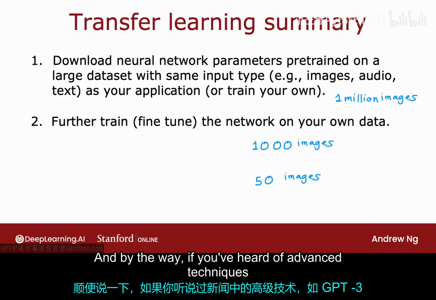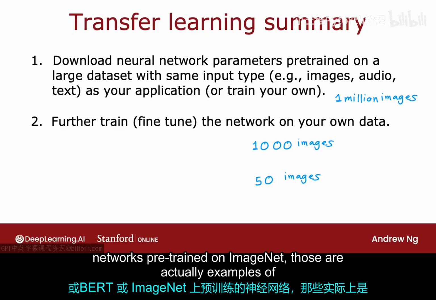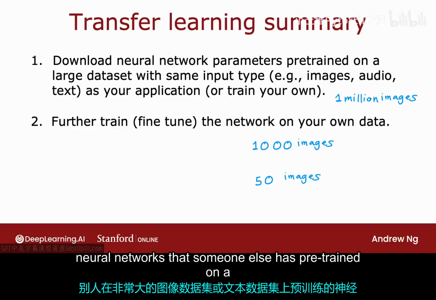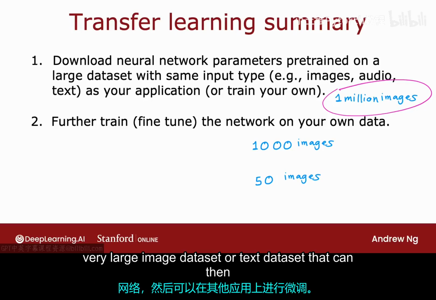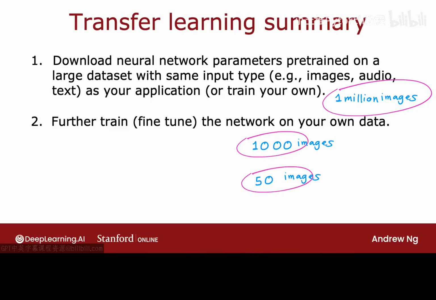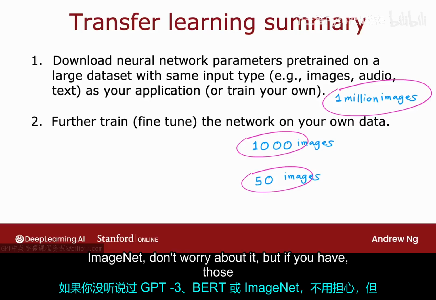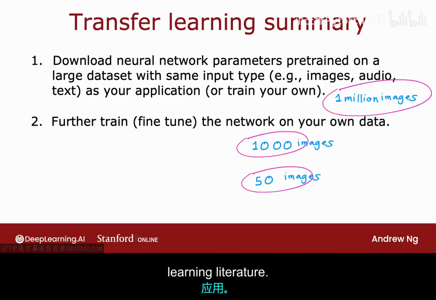And by the way, if you've heard of advanced techniques in the news like GPT-3 or BERT or neural networks pre-trained on ImageNet, those are actually examples of neural networks that someone else has pre-trained on a very large image data set or text data set that can then be fine-tuned on other applications. If you haven't heard of GPT-3 or BERT or ImageNet, don't worry about it. But if you have, those have been successful applications of transfer learning in the machine learning literature.